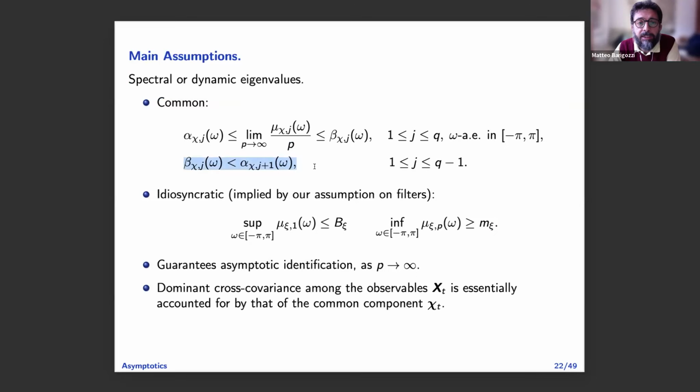And they are distinct. So the distinct eigenvalues is a technical assumption. But the important thing is that divergence in P, okay? So they diverge with P. This we've seen graphically is likely to be the case. Here we assume that they diverge linearly. That would be strong factors, as the literature tends to call them. We have a result for weak factors.